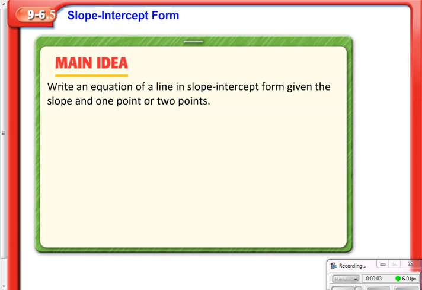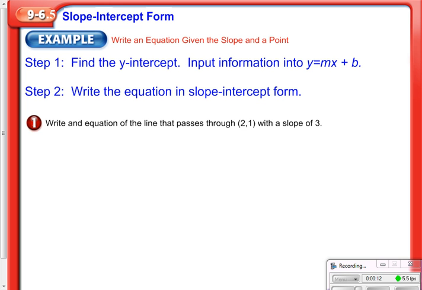965 covers writing an equation of a line in slope-intercept form given the slope and one point, or two points. So here we have our first example. We have a couple steps.